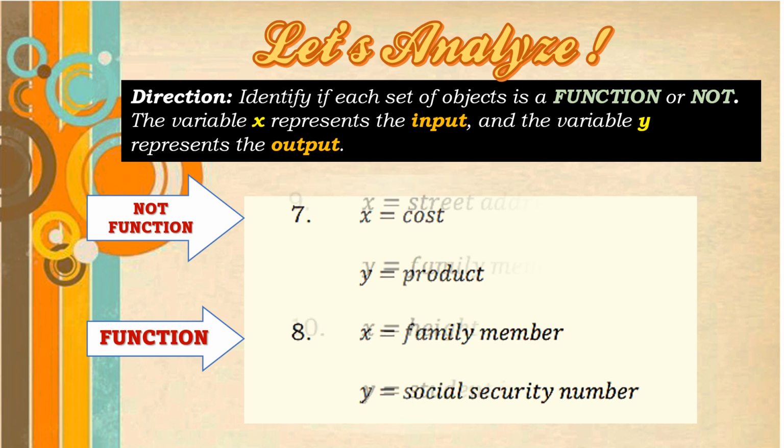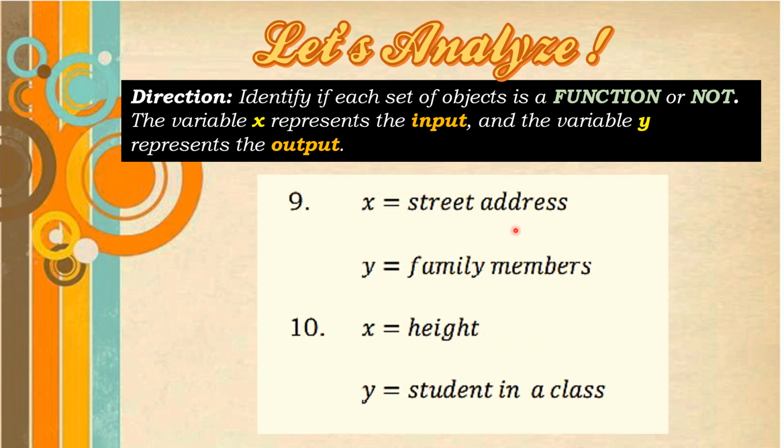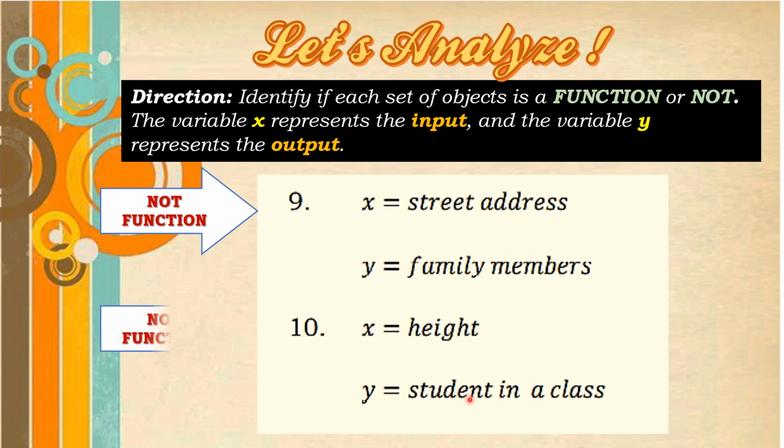Number 9, street address versus family members. We have here one-to-many, and that is not a function. Number 10, height versus student in a class. This is one-to-many, and therefore, it is not a function.